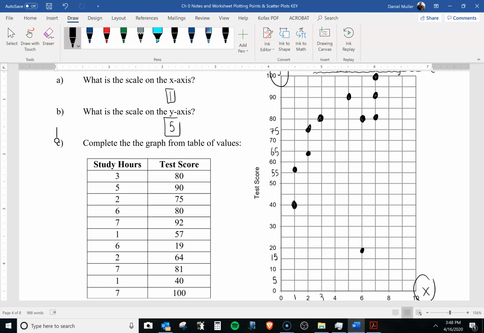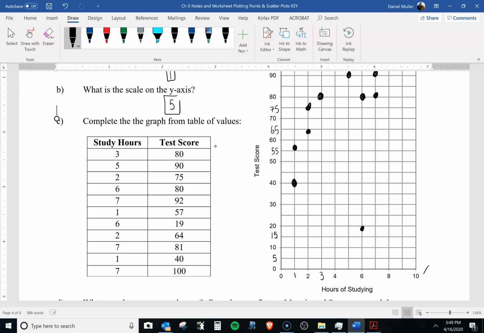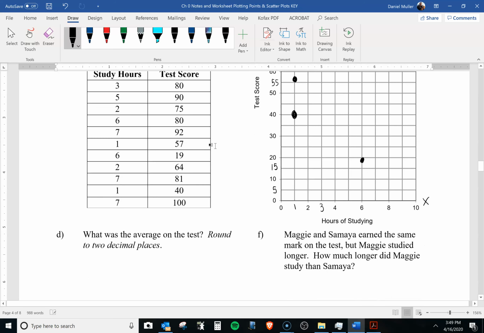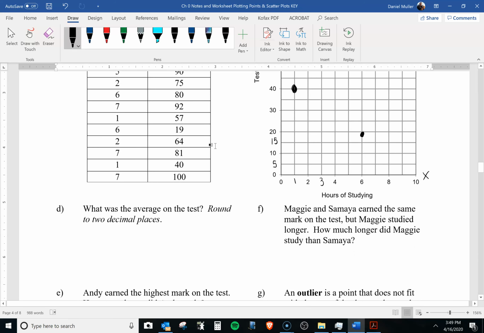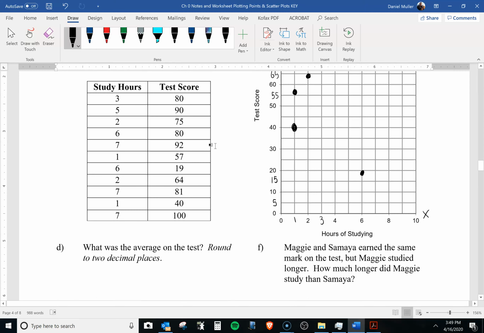So you see a bit of a pattern here, though there is this outlier, which is kind of strange. Well, whatever. And this is actual data. So what was the average on the test? Oh, the average on the test.